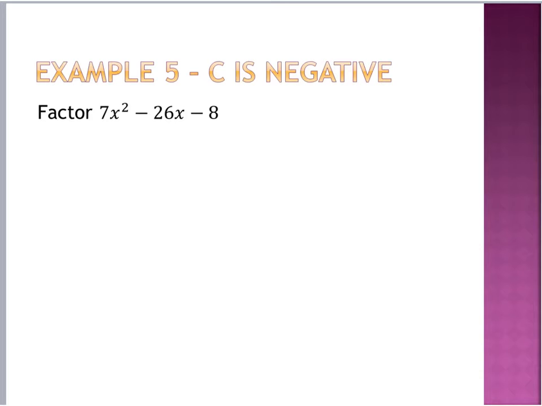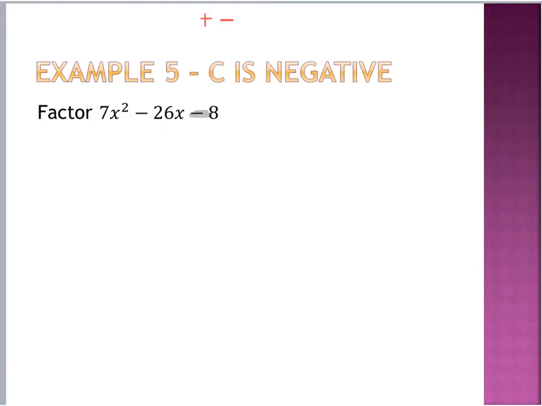Now when we go to look at example number 5, example 5 is similar to what we did in the part 1 video. The only exception is now our c value is going to be negative. And you can see that right here. So it's going to be a similar process, but remember when you have a negative c value, that means that you have one positive and one negative factor.